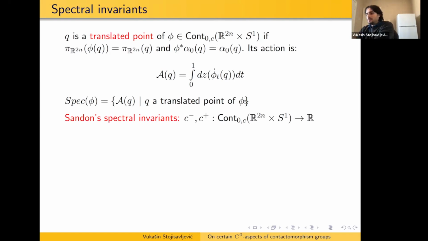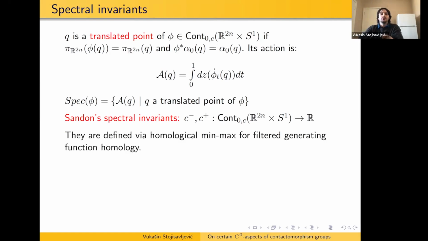And now Sandon constructed spectral invariants, which map this group into R. They are defined using a homological min-max in the standard way, as always. But the point is to use a filtered generating function homology. There are generating functions for contact isotopies, and you use this, and you need to prove a little bit that they are actually invariants. There is some work, but at the end of the day, it's homological min-max. And they, in fact, belong to the spectrum. That's why they're called spectral.